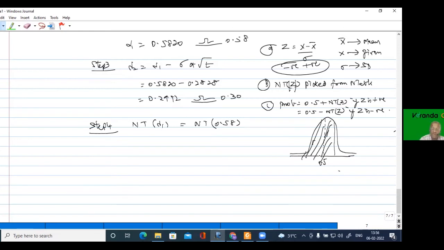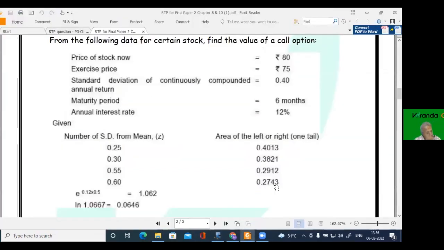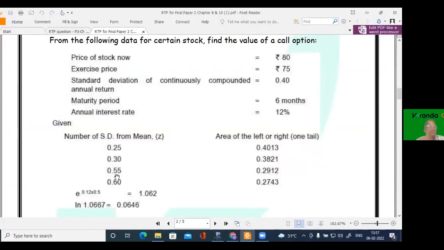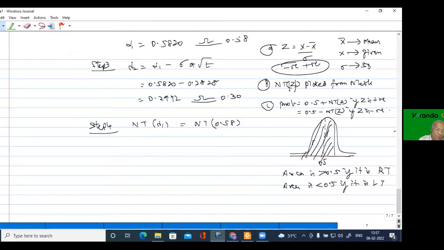Now, the area when shaded comes to more or less than 0.5. The area is greater than 0.5 if it is right tailed. The shaded area is less than 0.5 if it is left tailed. So here, for all these values of z, I am not getting the normal table value. It is the area, which is less than 0.5. When it is less than 0.5, we understand that it is the area of the left tail. Now, we are unfortunate not to find the number that we are getting as d1 as 0.5.